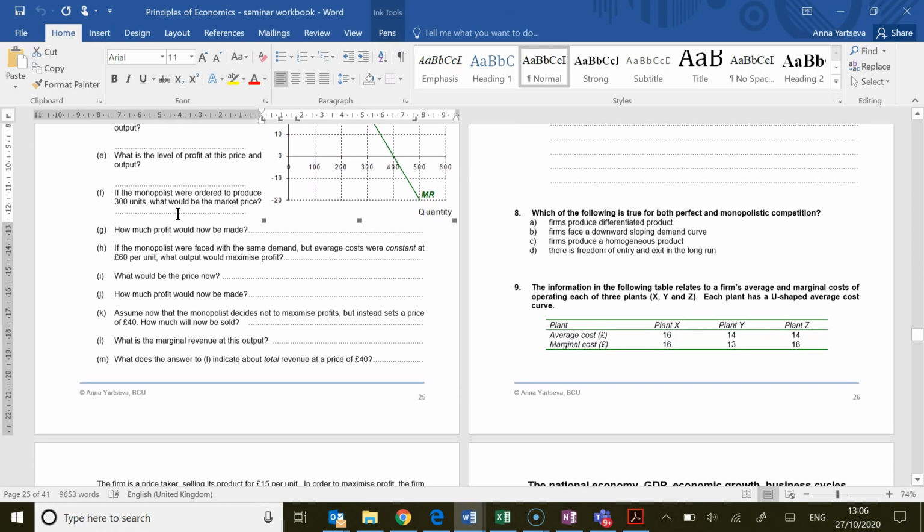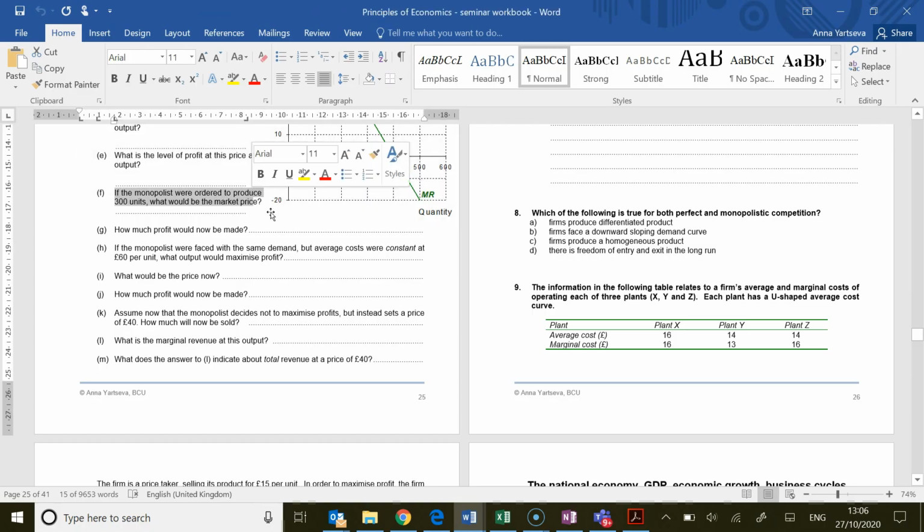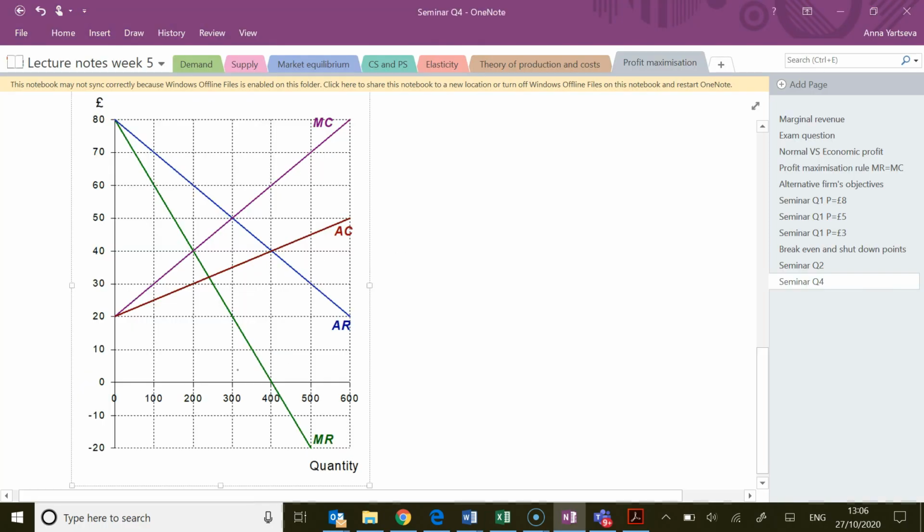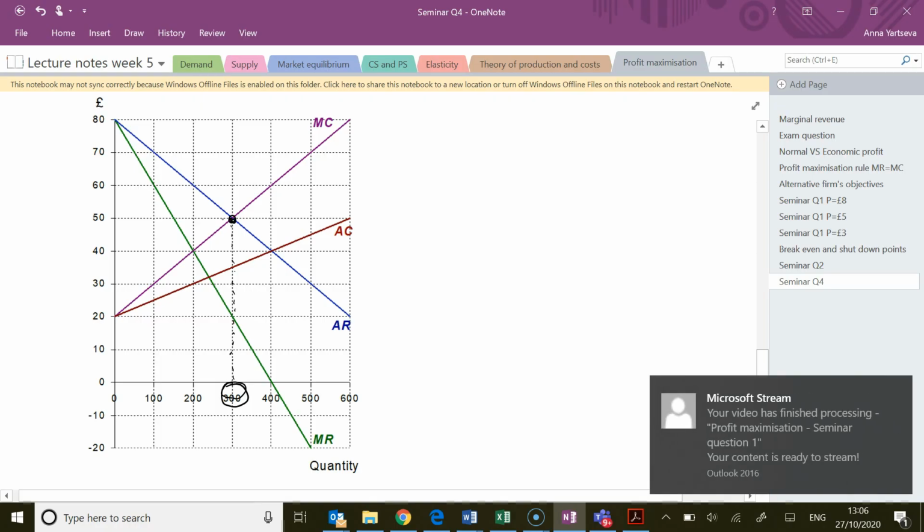Let's have a look what else our question asks us. So we've stopped here, and next question is question F. If the monopolist were ordered to produce 300 units, what would be the market price? Let's have a look. If the monopolist has to produce this amount, 300, it implies that they will charge the price depending on their demand. They will go all the way up to our demand curve.